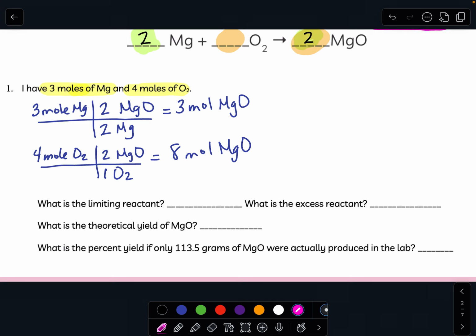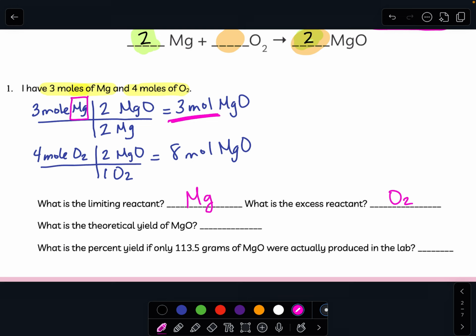Now I can look at this problem and I can tell right away that this is my smallest amount. So that's how I know what my limiting reactant is. Okay, so my limiting reactant is going to be magnesium because it produces the smallest amount of product. My excess reactant is oxygen. So the number that I really care about is this 3 moles right here. This is telling me how many moles of my product I can make.